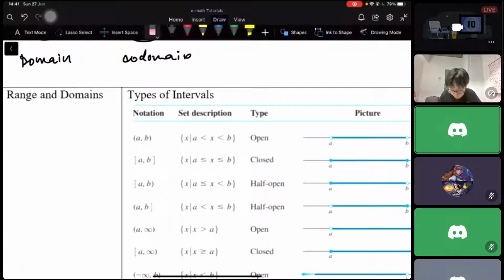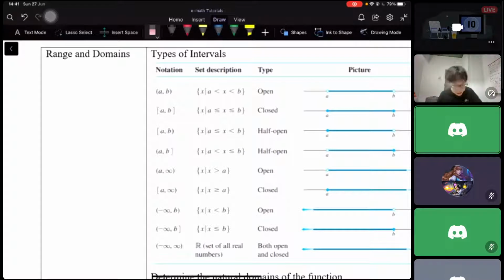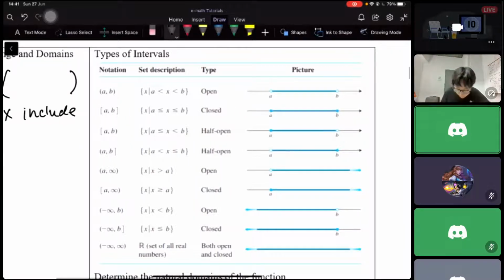And usually, of course, you have multiple ways of writing this. What you need to remember, if you refer to this table, is that if it is a round bracket, it means open interval. Open interval means not include. If you look at this one, round bracket, open interval, it does not include A and B. And if you draw the inequality, you are using a white dot, an empty circle.